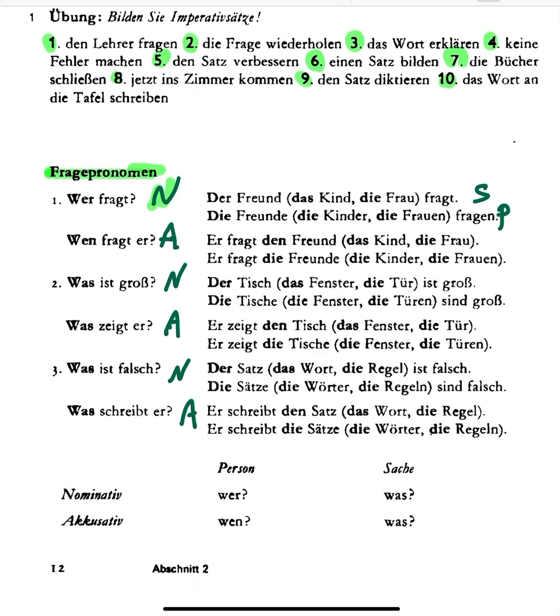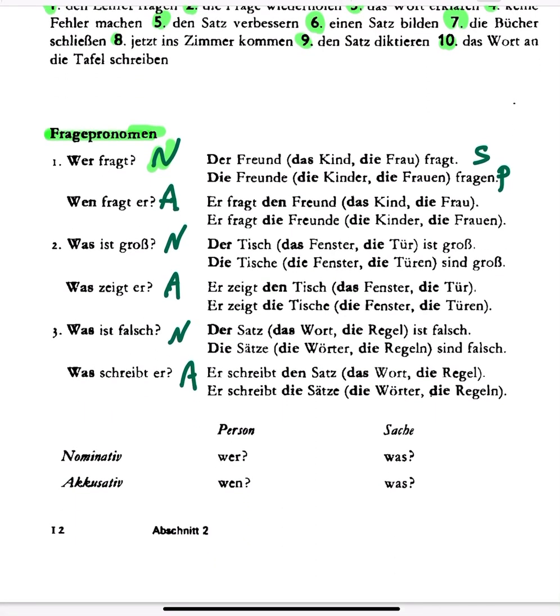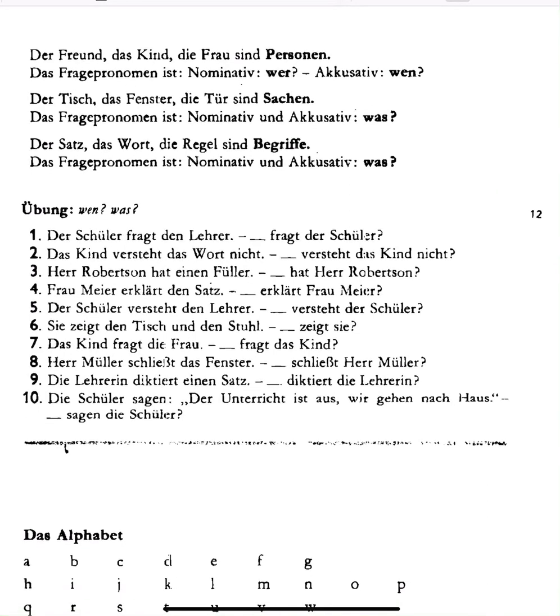As you see here, to make a question form, for the nominative we use wer for the person and was for the objects, and for the accusative we use wen for the person and was for the objects. Der Freund, das Kind, die Frau sind Personen. The friend, the child, the woman are persons.